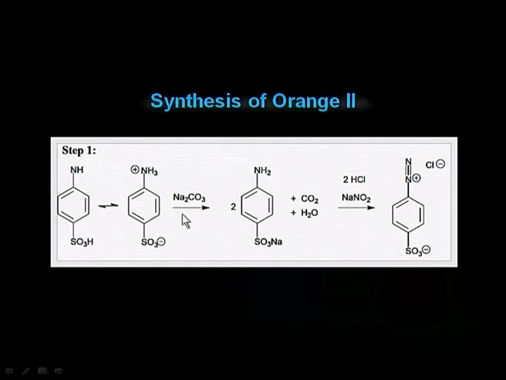The first step is the conversion of this insoluble sulfanilic acid into the soluble sodium salt of sulfanilic acid by treatment with sodium carbonate, followed by reaction with sodium nitrite and hydrochloric acid. This sodium nitrite and hydrochloric acid react within the reaction mixture, or we say in situ, and there is formation of this diazonium salt. So, the first step in the synthesis of methyl orange and orange 2 is similar.